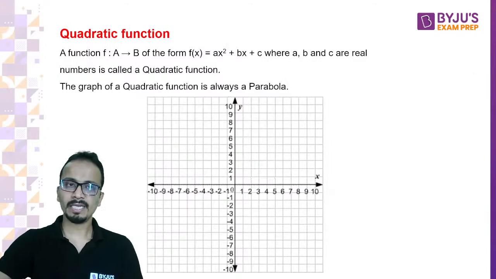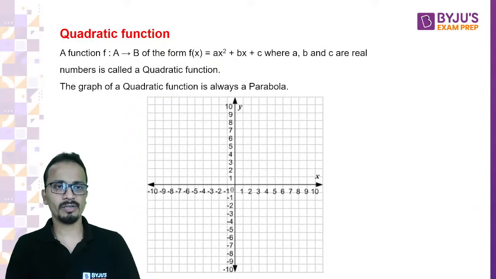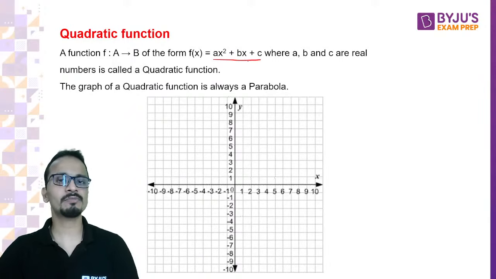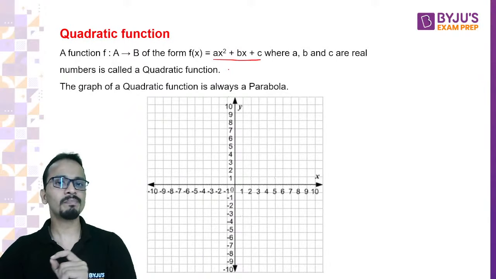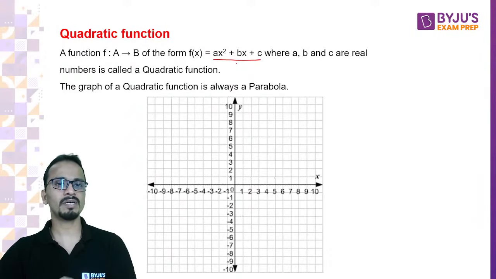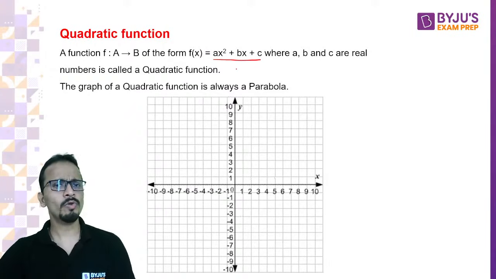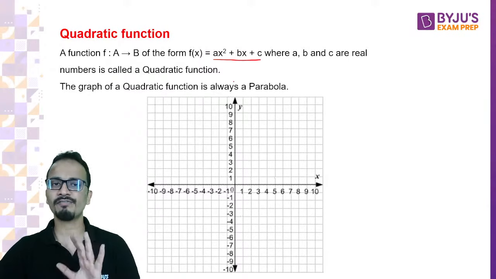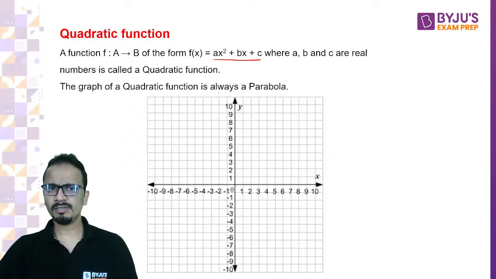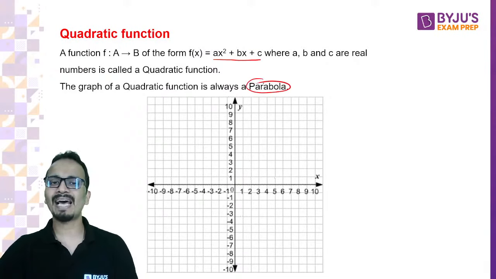Now let's talk about a quadratic function in general. As you all know, the general expression is ax square plus bx plus c. Any function of this type, having degree 2, with the highest degree of x being 2, will be called a quadratic function. In general, the graph of a quadratic function will always be a parabola.